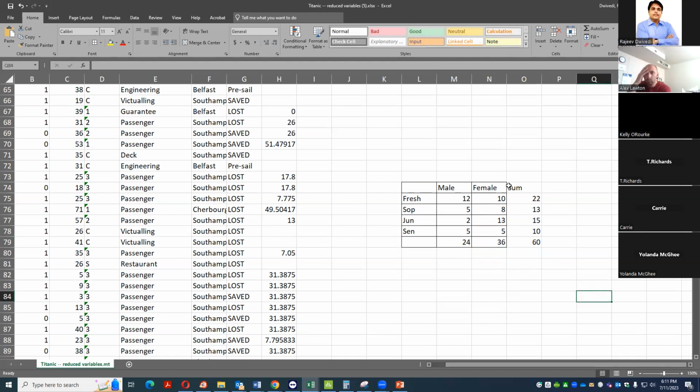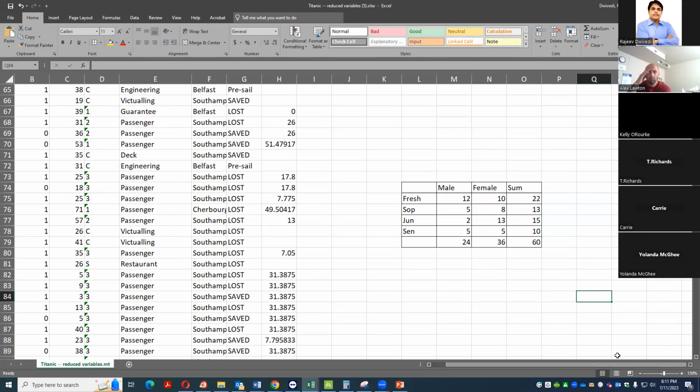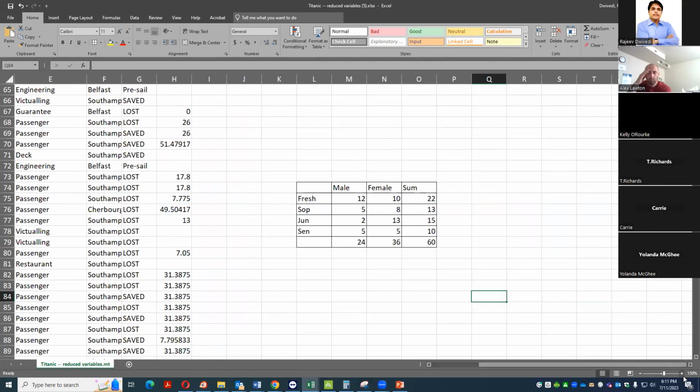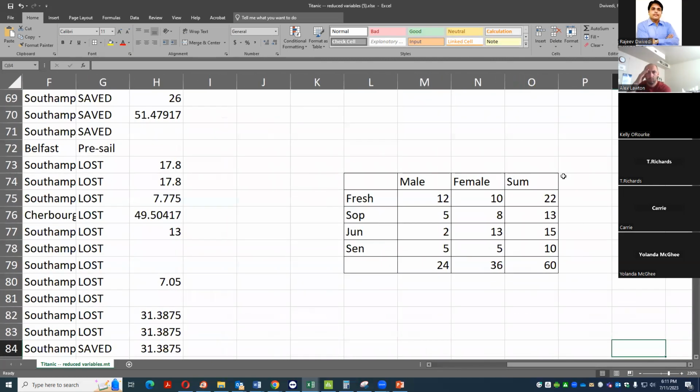Okay, so this is my cross tabulation. This is called a contingency table. This is also called a cross table. Based on that, I can do many probability concepts.